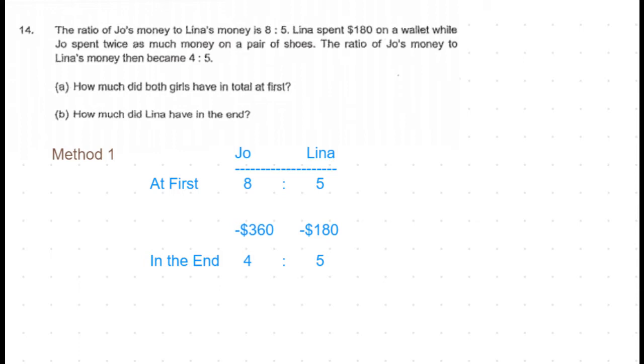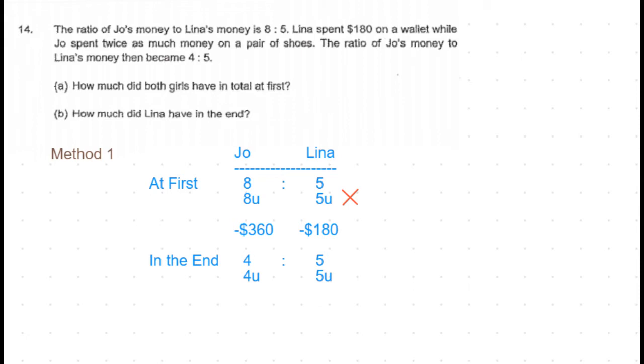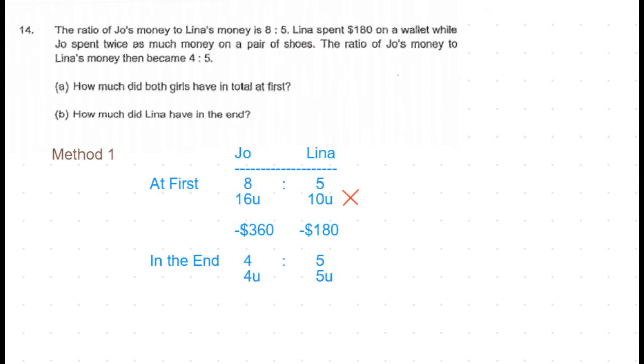So let's first assume at the end Joe has 4 units and Lina has 5 units. And we will now try to find out how many units of money Joe and Lina had in the beginning. So if we assume them to be 8 units and 5 units, Lina at the end has 5 units. After spending $180, she cannot still have 5 units, so that is wrong. So now the 8 is to 5, instead of 8 units and 5 units, let's assume them to be 16 units and 10 units. As long as we maintain the same ratio 8 is to 5, it is good.